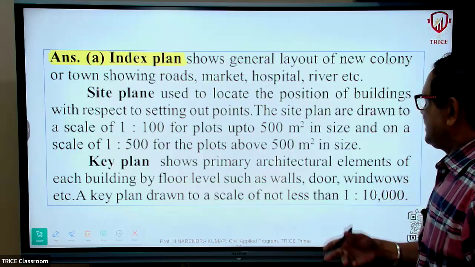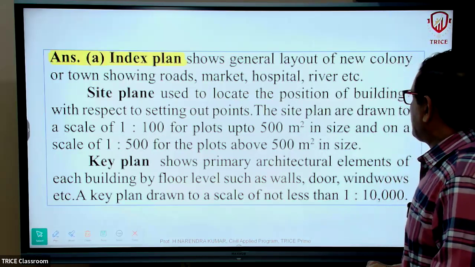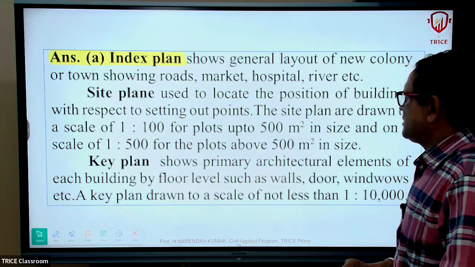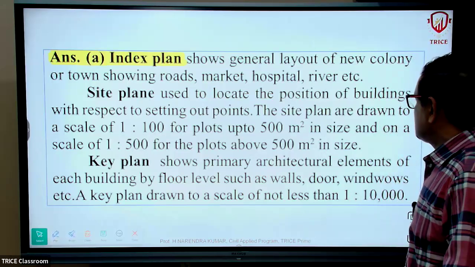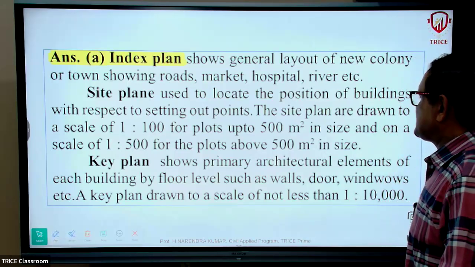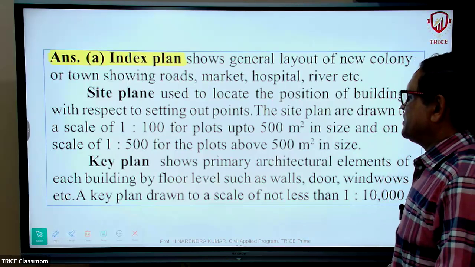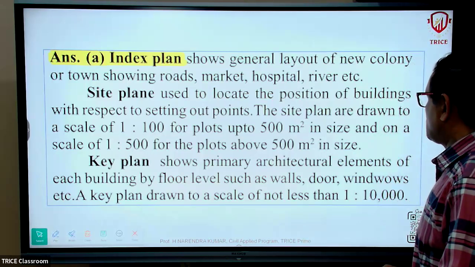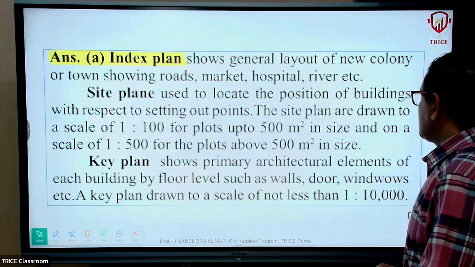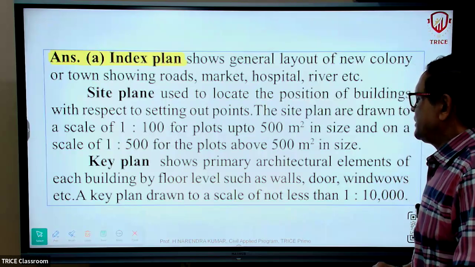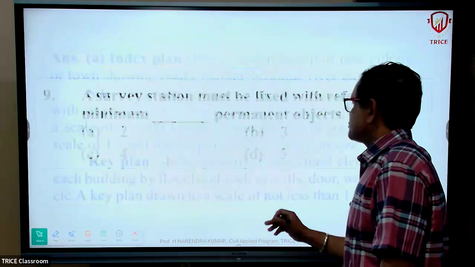Similarly, there are other types of plan. Site plan shows the position of buildings with respect to setting of points. Site plans are drawn to a scale of 1:100. If you look at your own site plan, you will get all the details, and on a scale of 1:500 for plots above 500 square meters in size. Key plan shows primary architectural elements of each building by floor level, such as walls, doors. Civil engineers will create key plans, with scale not less than 1:10,000, so that you will get an idea about the architectural elements. So the answer is index plan for this question.